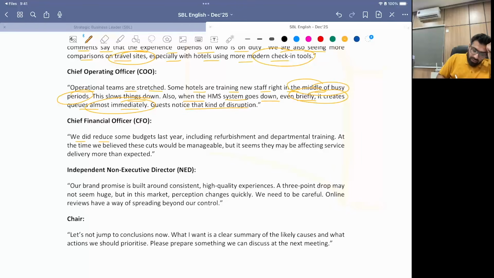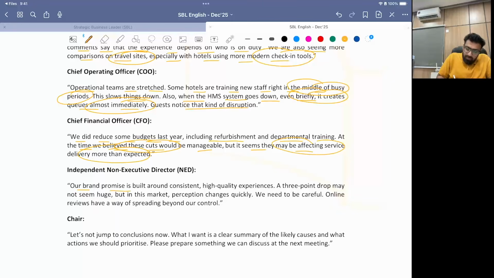We did reduce some budgets last year, including refurbishment and departmental training. At the time we believed these cuts would be manageable, but it seems they may be affecting service. So they are the ones who started this by cutting the budgets, right? So you're going to be specifically writing who told the CFO to do this? Finance is very bad at managing these things.